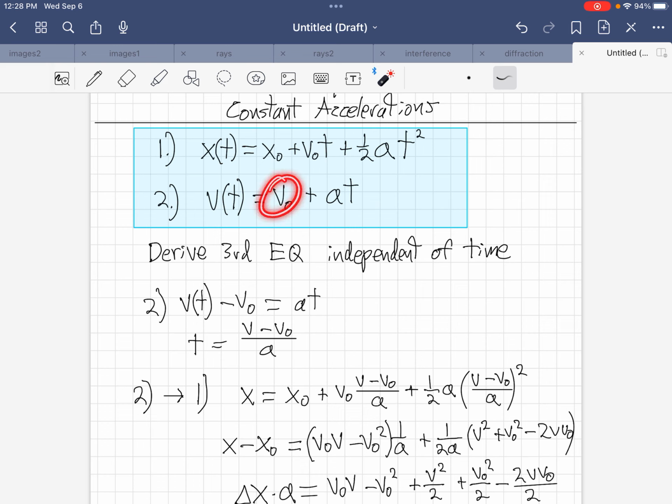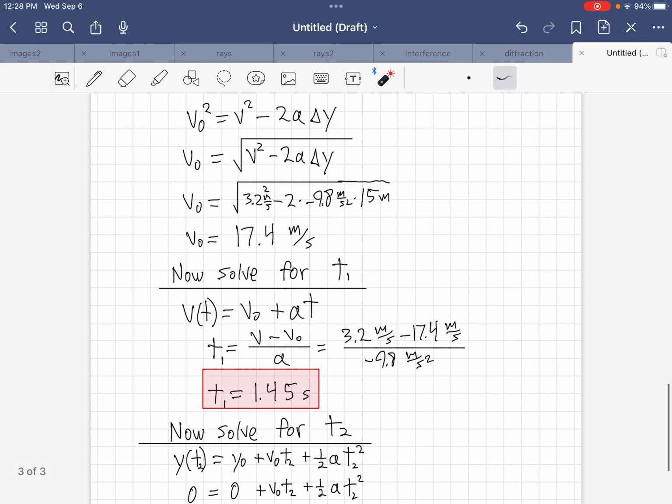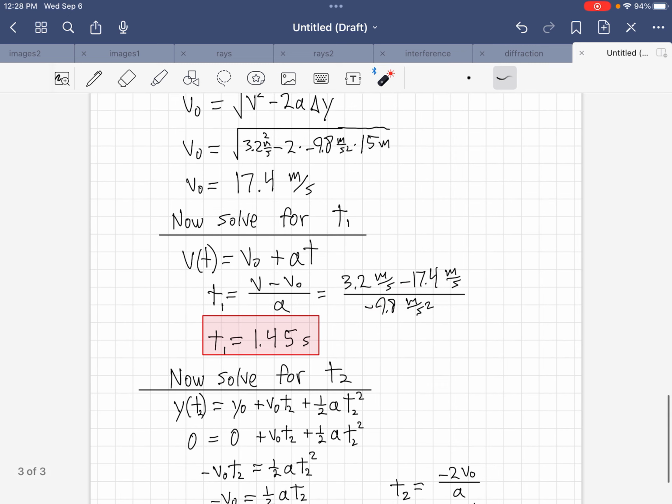Because now we know the initial velocity and we know the velocity at which the performer is flying past, we could just solve for time that way. That sounds easy. Let's do that. All right, so v at a certain time is going to equal the initial velocity plus a times time. I'm going to rearrange this equation to solve for time, subtracting v naught and then dividing by acceleration. So we have 3.2 minus 7.4 divided by negative 9.8. And we see that it took 1.45 seconds from the time of the cannon blast for the Circus Performer to fly past our window.